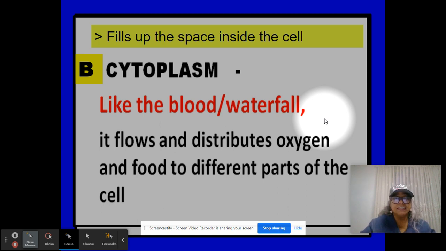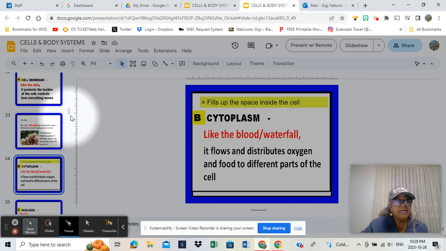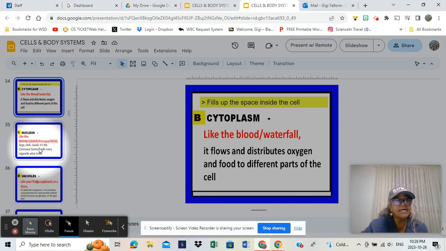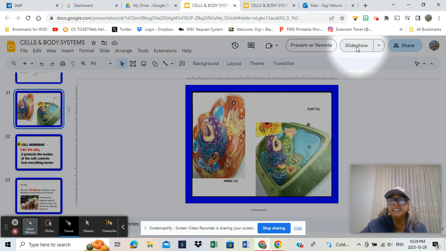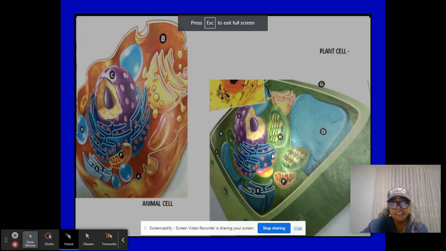So, what's the next one? Let's now deal with the letter C, the nucleus. Let's see how it looks like, okay? So it says here, the description, the nucleus is like the brain, our brain. Think of it as the leader, the principal, or the boss. It's that large, dark, round in shape, and it's the command center. It tells every organelle what to do. So going back to your diagram, take a good look at where the nucleus is.